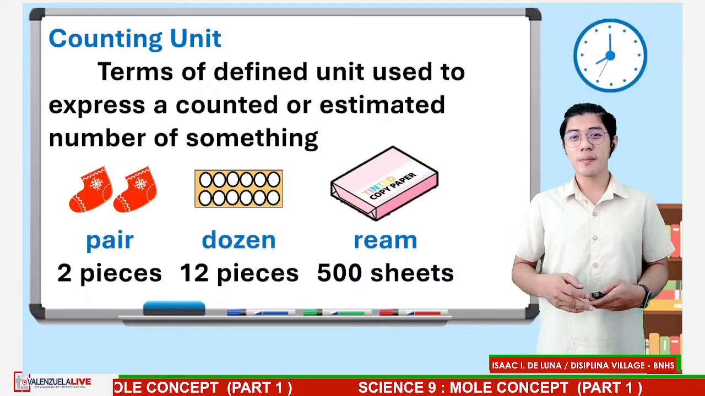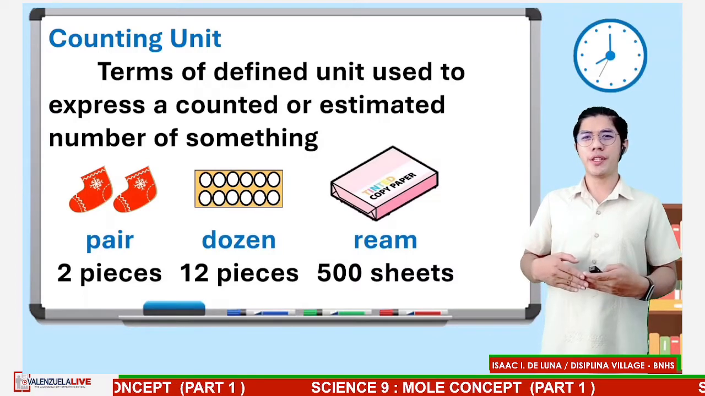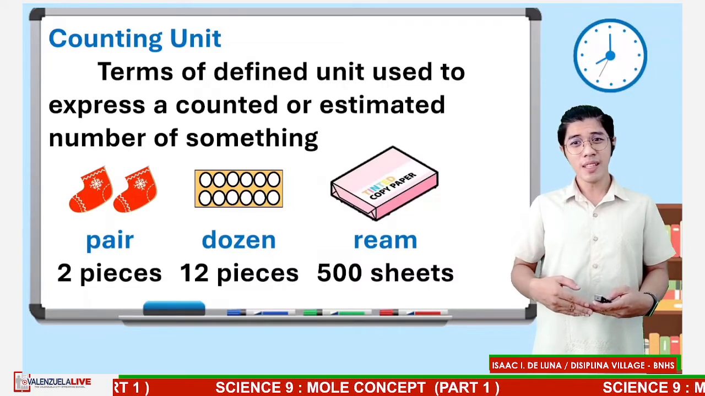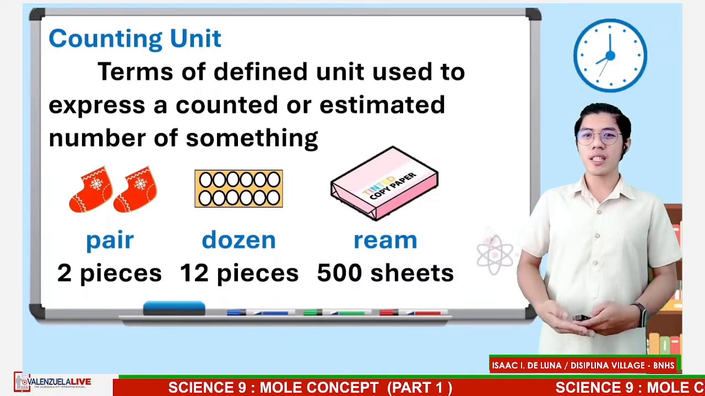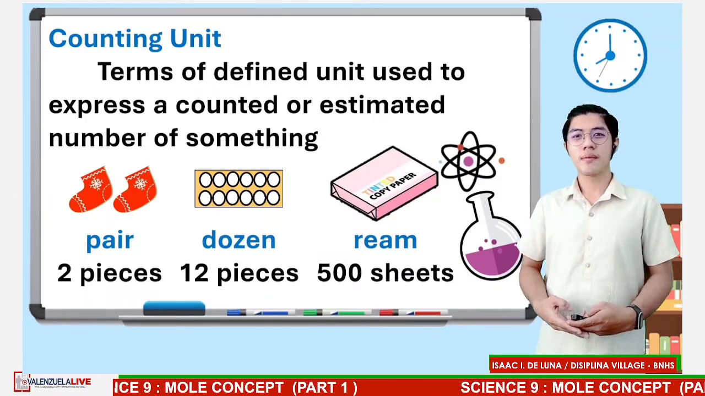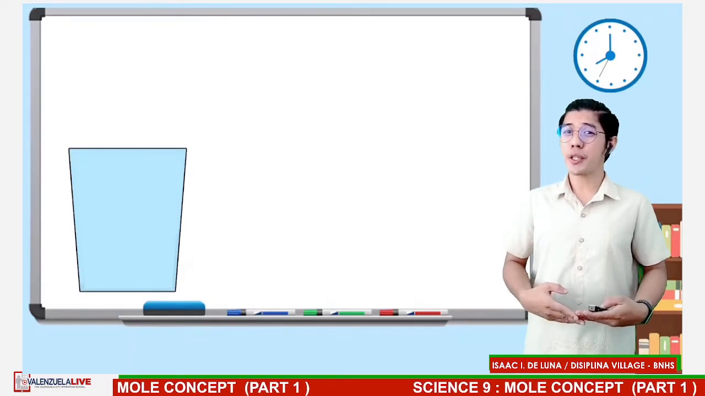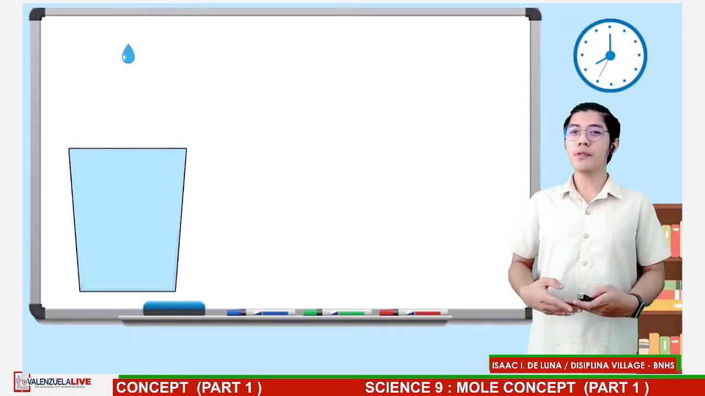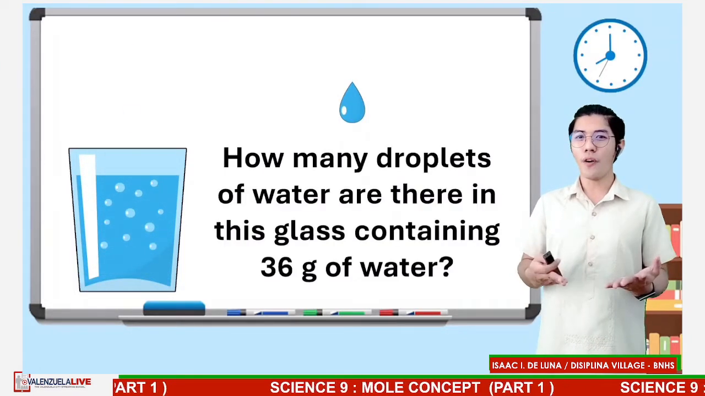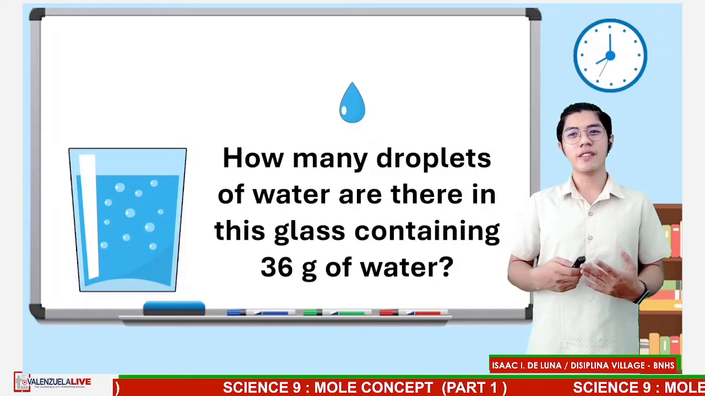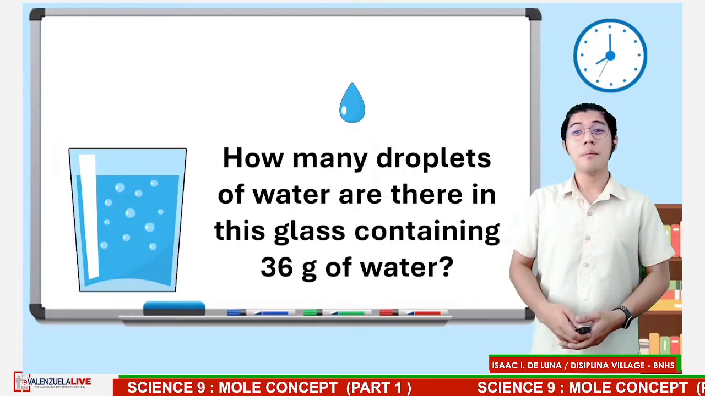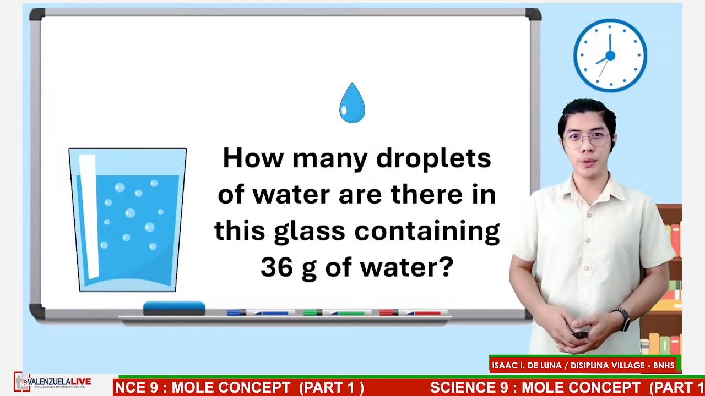But have you ever wondered how scientists count objects that cannot be physically seen, such as the particles of a given solution or substance? Just like if you will be asked to determine the number of droplets of water inside this glass containing 36 grams of water. Is it possible? Well, it might be possible, but it will be really difficult to do.